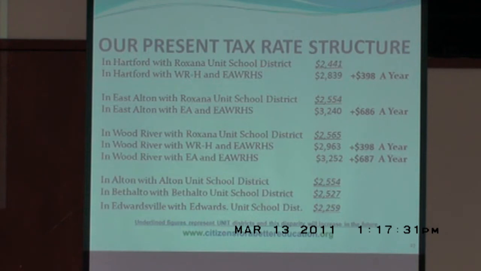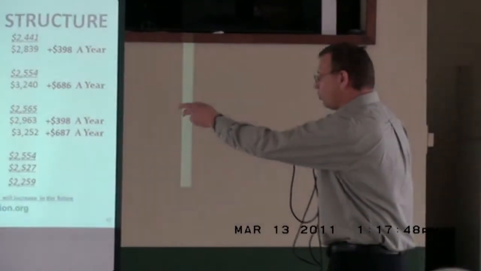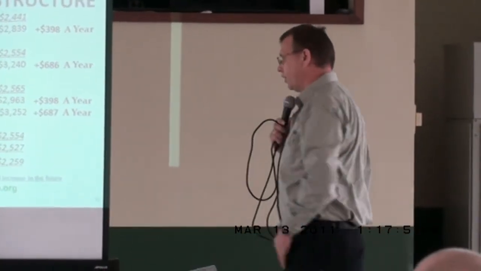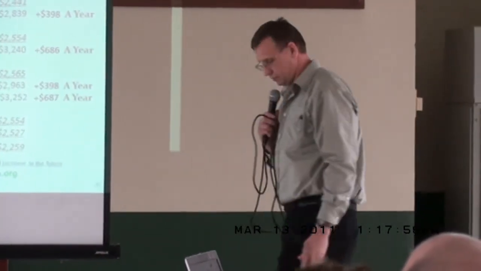You can all read. I don't have to go through this slide completely, but I do want to draw your attention. Look at the ones that are underlined. The ones that are underlined are unit school districts. You notice most of them are pretty well all real close to each other, no matter what community you go to, from Hartford to Wood River to Bethalto to Alton. The only one that really gets out of sync a little bit is down here at Edwardsville. Edwardsville has a lower tax rate than anybody because they have a lot of businesses over there. They have a lot of equalized assessed valuation.